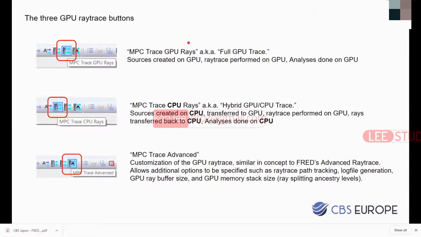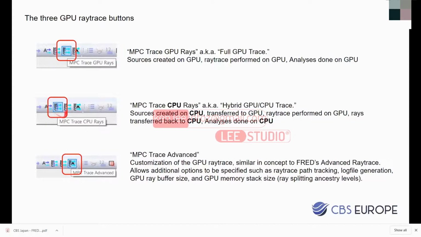When you click this button, the sources are generated on the GPU, the ray trace is done on the GPU, and the analyses such as, for example, calculating the irradiance are also done on the GPU. Everything is done on the GPU. Nothing is done on the CPU. Nothing is held in the computer memory, the RAM or virtual memory of the hard disk. Everything is done on the GPU. That's why we call it the full GPU ray trace.